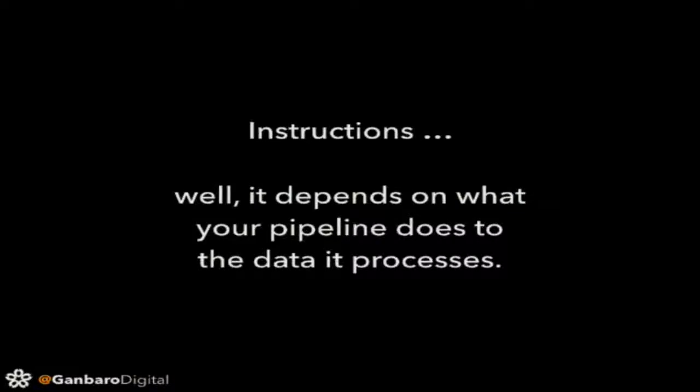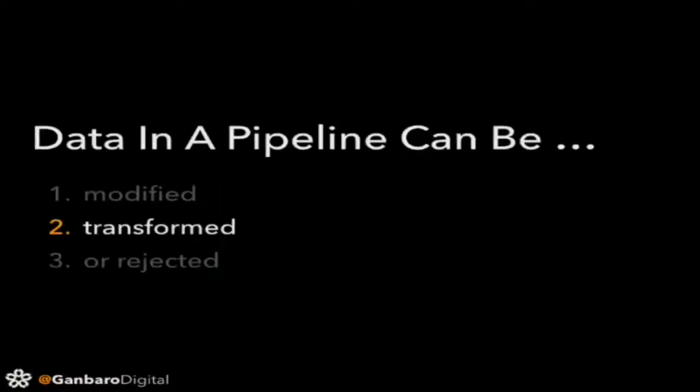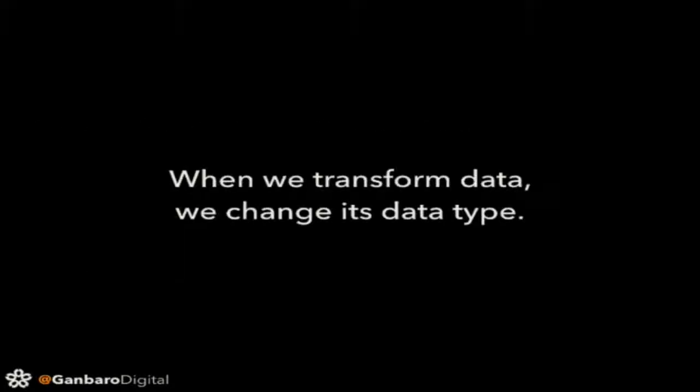Instructions. That's where the gotchas can come in, because it depends on what your pipeline does. I mentioned earlier that pipelines transform data, and these transformations are where you're changing the data type of your payload. And when you change the data type, you have to change the signature of the methods that are being called. And we'll show you that in a moment.